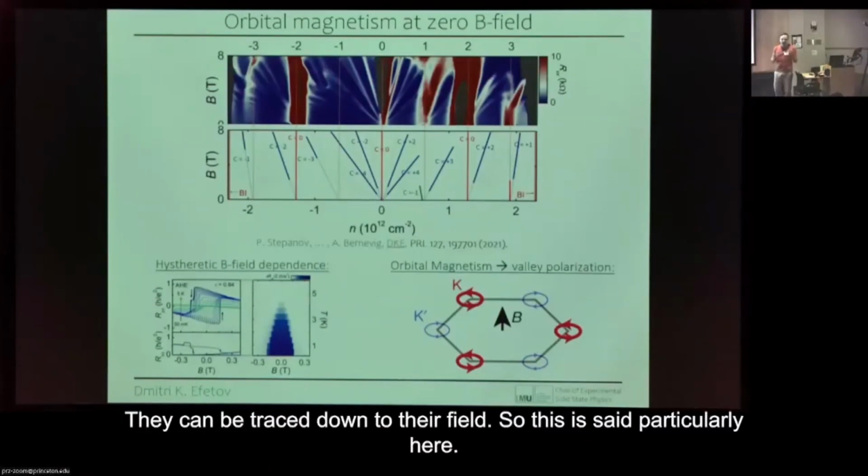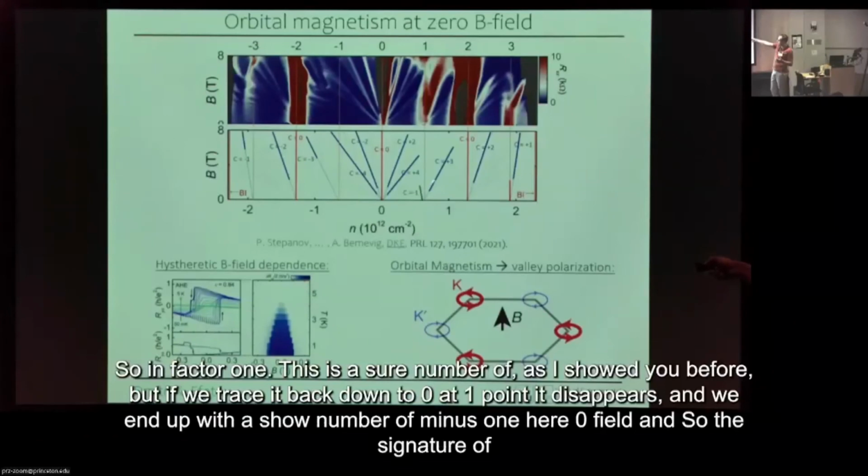that some of these Chern insulators can be traced down to zero field. This is in particular for the filling factor 1. This is a Chern number of 3, as I showed you before. But if we trace it back down to zero, at one point it disappears, and we end up with a Chern number of -1 here at zero field.